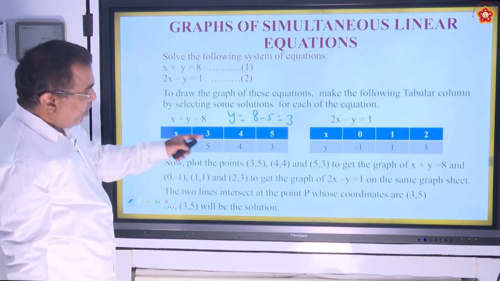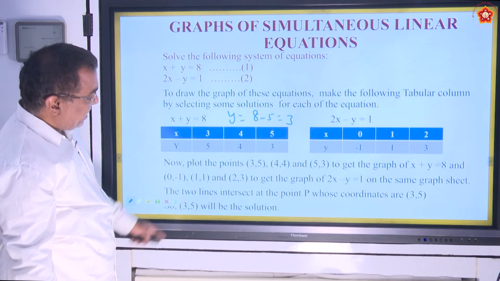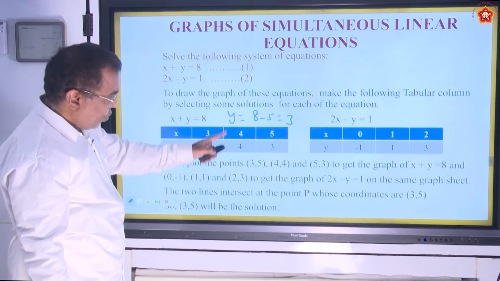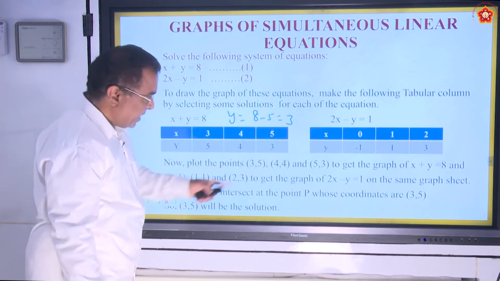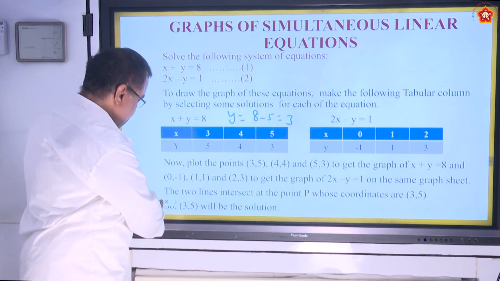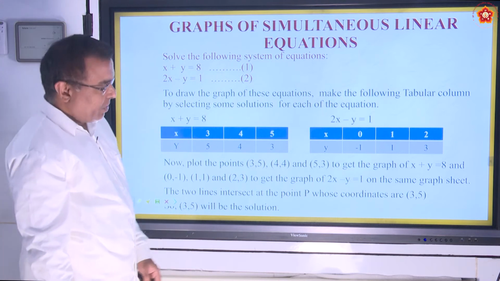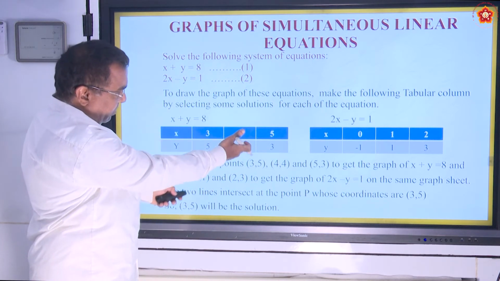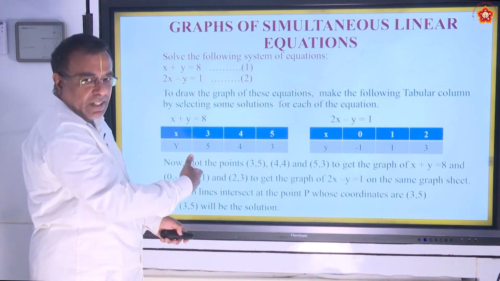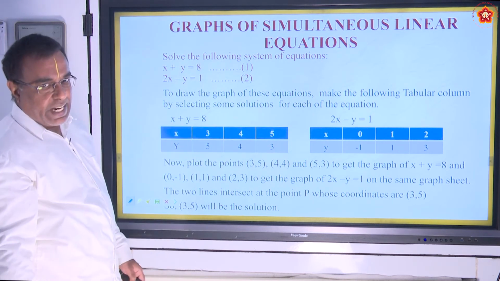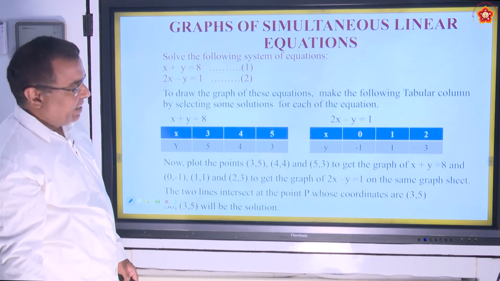So the ordered pairs of this tabular column can be written as (3, 5), (4, 4) and (5, 3). That's how I have written it here. In the same way we will do it for the next equation also. For the first equation, for this particular tabular column, we will draw a graph. It is going to be a straight line.